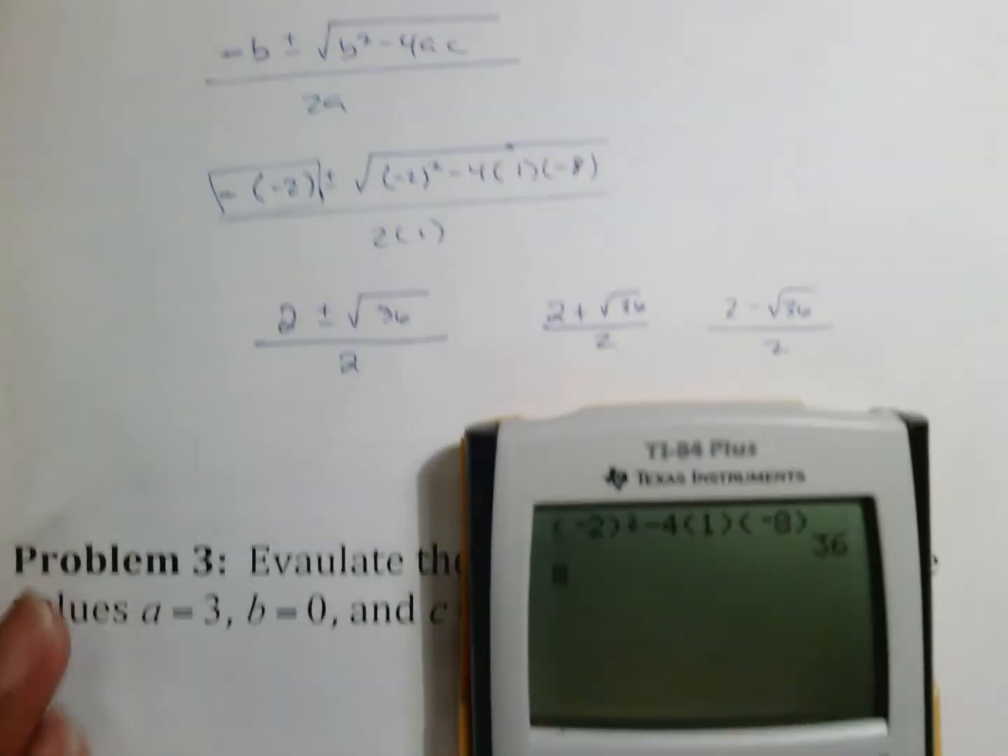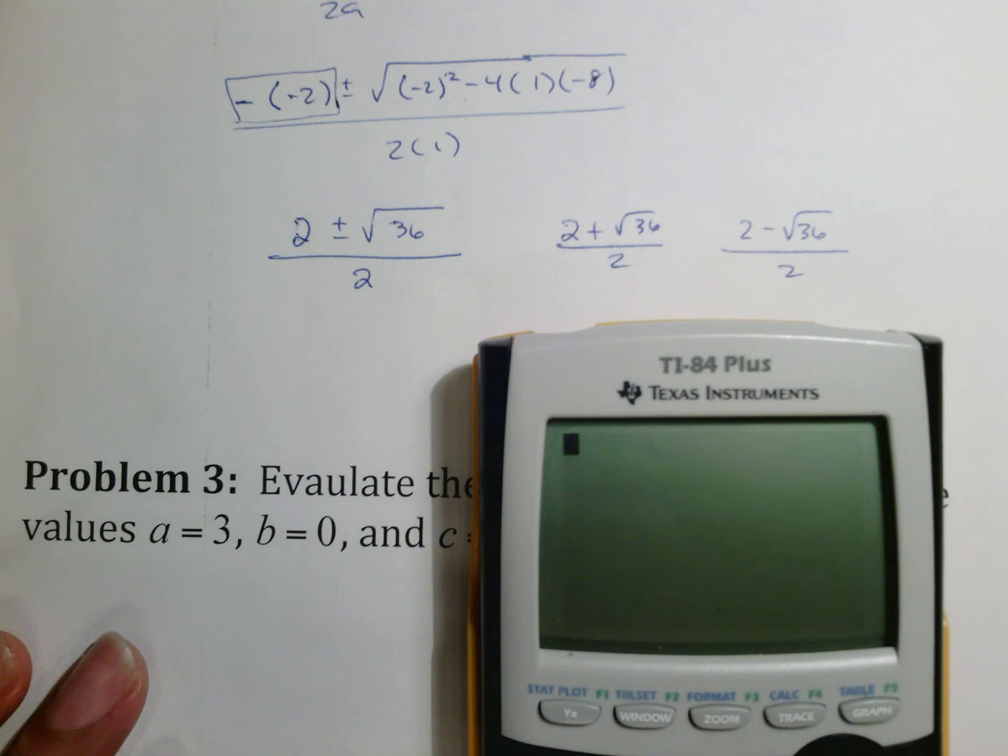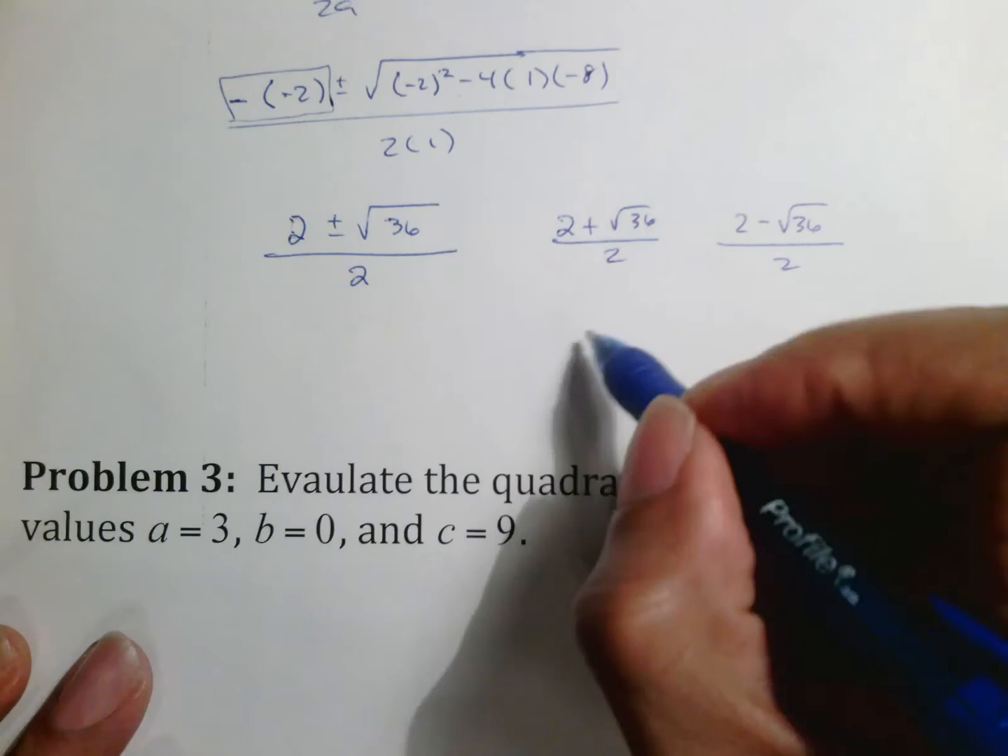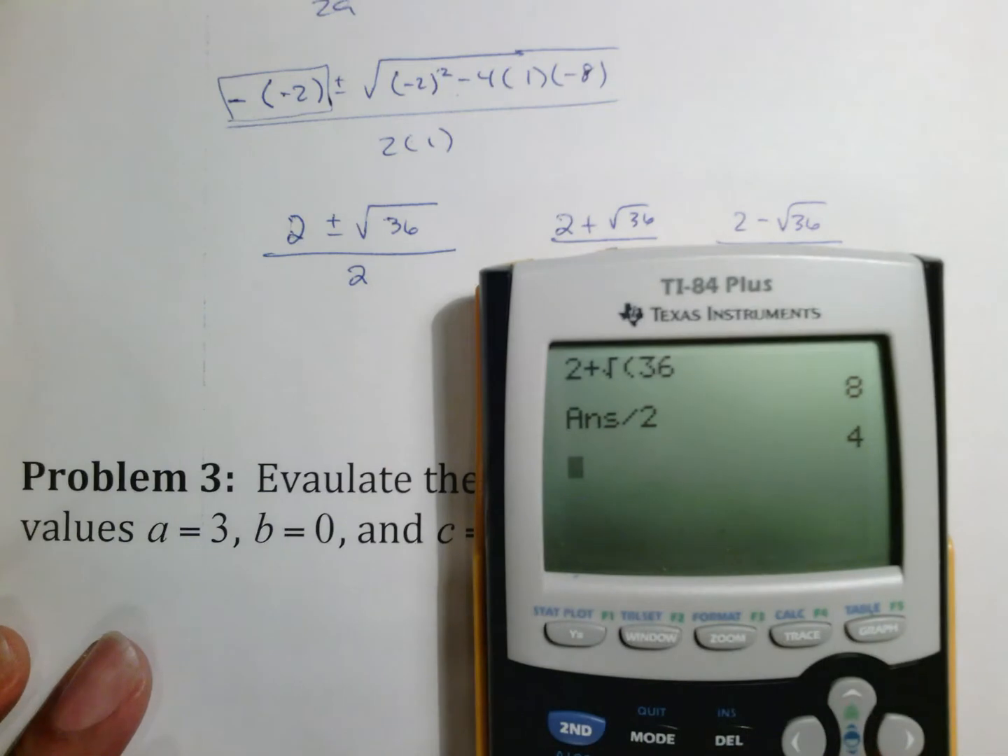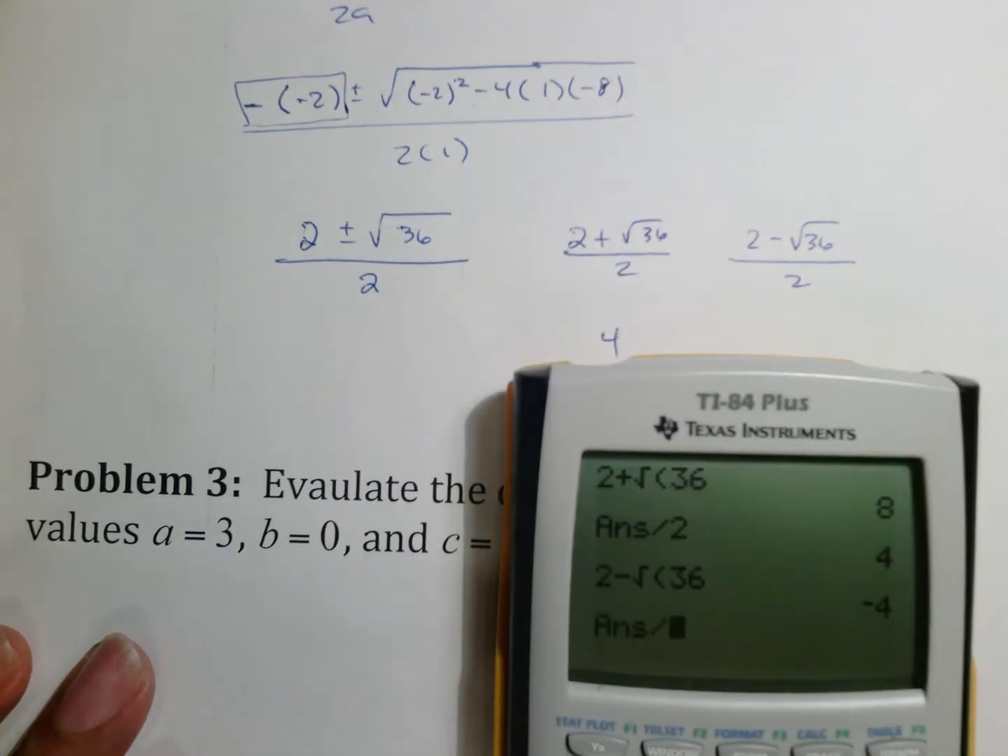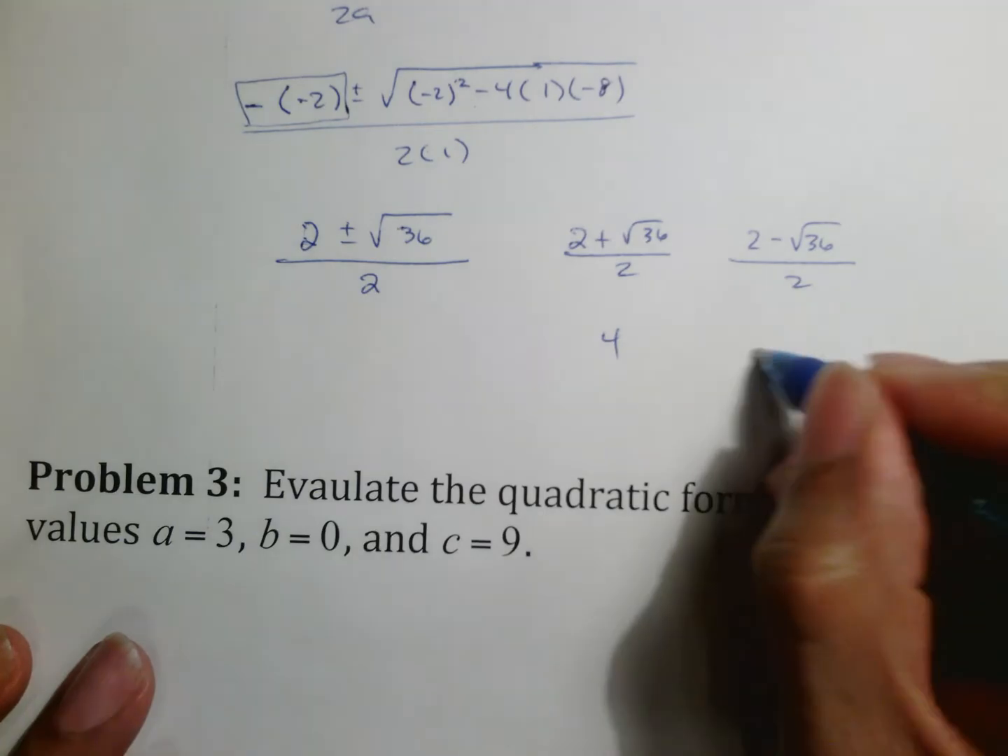And at this point, because of what we practiced, you should be able to do 2 plus square root of 36 like I taught you, hit enter, and then divide by 2, which gives me the answer of 4. Then we should be able to go 2 minus square root of 36, enter, equals, and then again divide that by 2 to get the answer of negative 2.